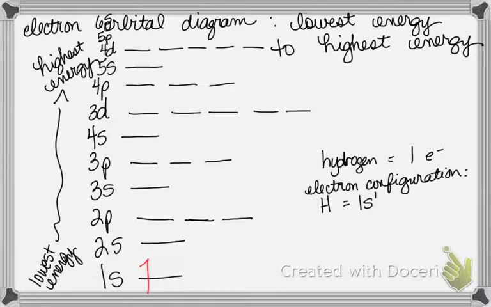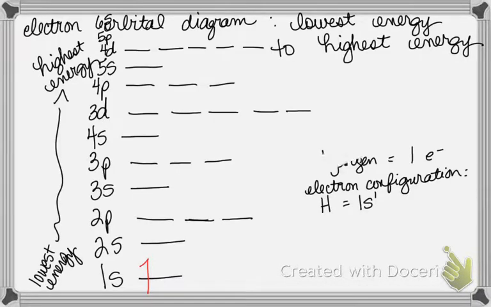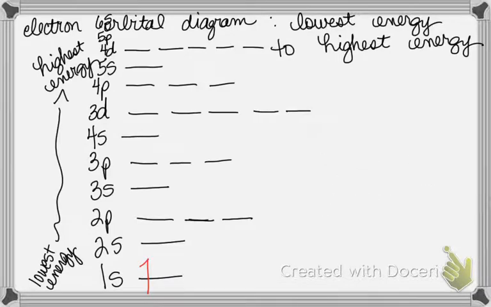Now, we've seen that. I'm going to write that over here. Hydrogen's electron configuration is 1s1. I'm going to write it there because I'm going to erase these. Now I'm going to talk about helium. How many electrons does helium have?